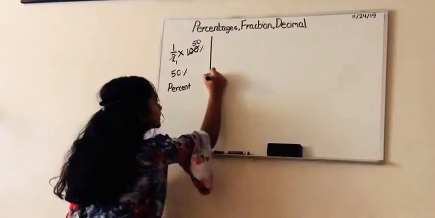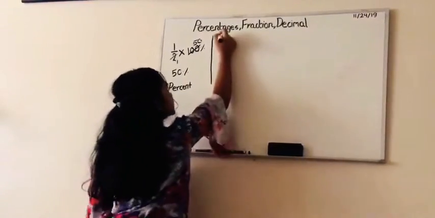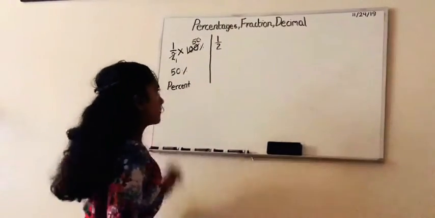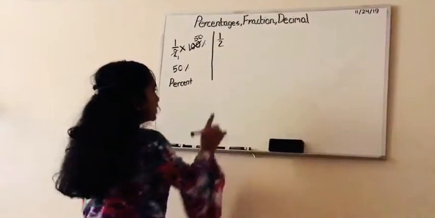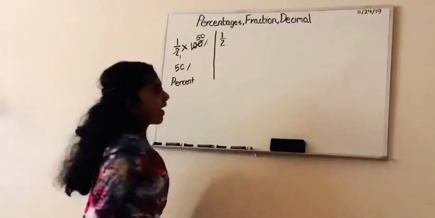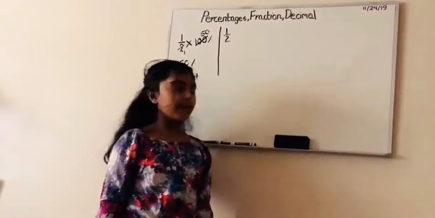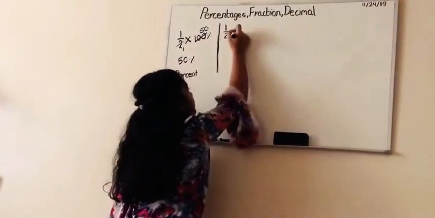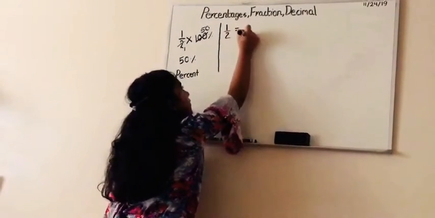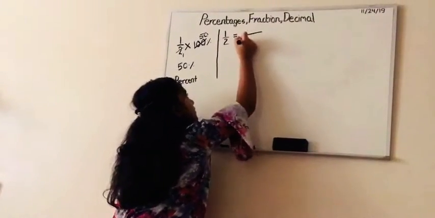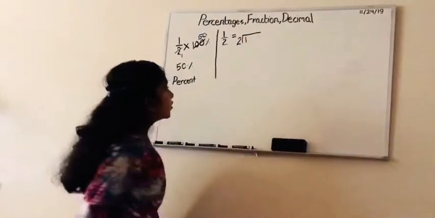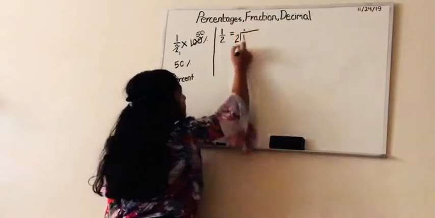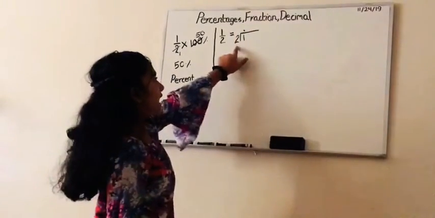Now let's write out the same question, 1/2, and turn this into a decimal this time. If you want to turn a fraction into a decimal, you have to divide the numerator by the denominator. So you do 1 divided by 2. You can't do that, so you add a decimal point, and then you add a 0.